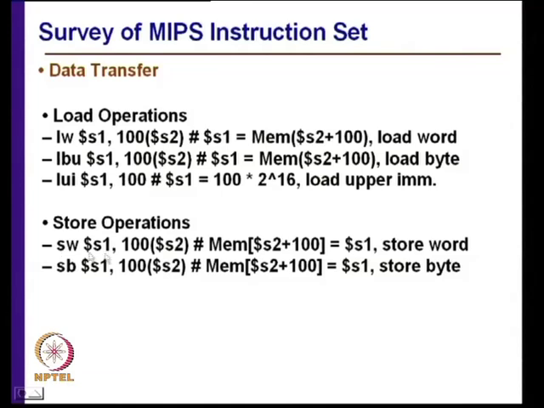Then store operations you can do, store the content of a register into a memory location, and here it is again using that I type instruction format. So the content of S1 is stored in the memory location obtained by adding the content of S2 with 100. 100 is provided as part of the instruction as immediate data. Then you can do the byte storing. Here it is word storing, here it is byte storing.